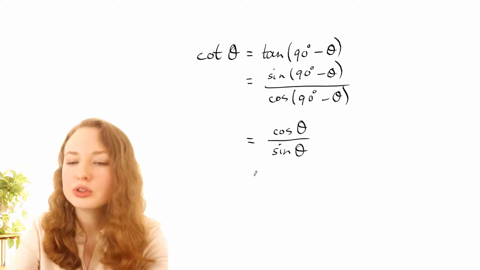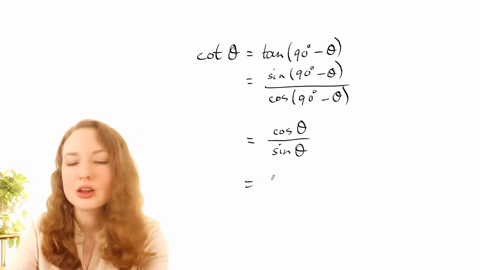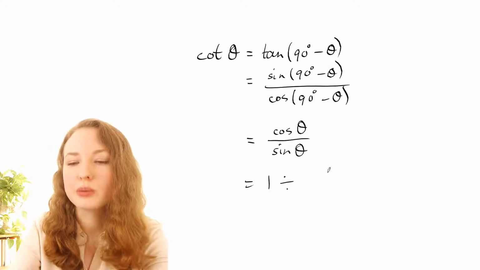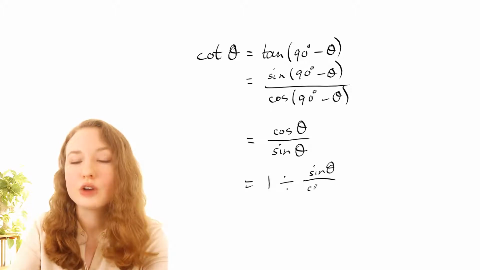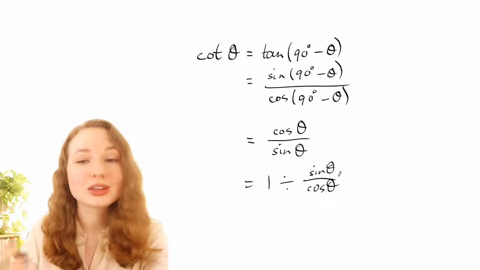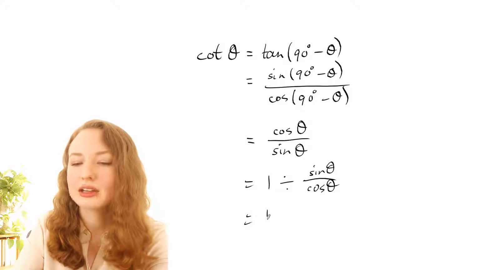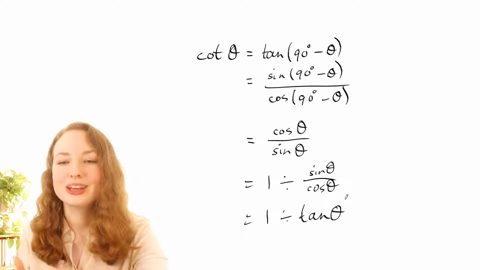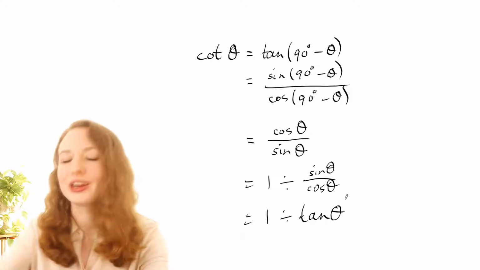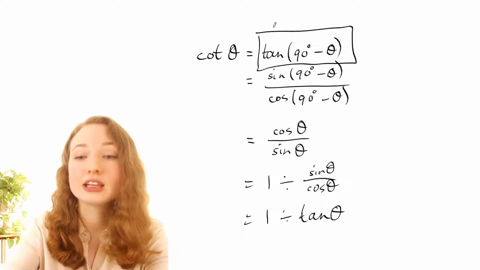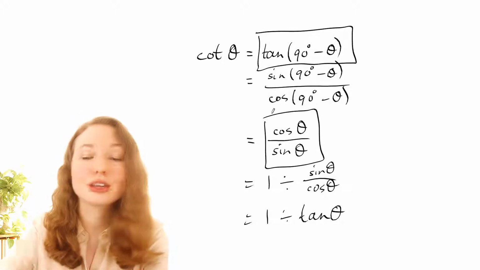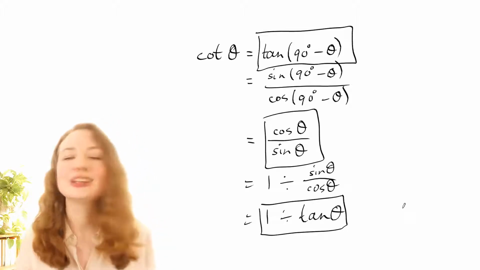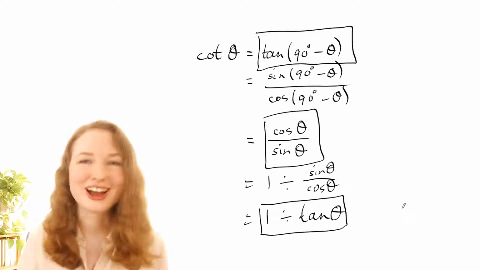Now, you can also think of that as being the reciprocal of sine over cos. So you could say that it's 1 divided by sine theta over cos theta, which is why you'll also see cot theta being expressed as 1 over tan theta. So there's sort of 3 different ways of thinking about what is cot theta. You can think of it as tan 90 minus theta, you can think of it as cos theta over sine theta, or you can think of it as 1 over tan theta. You really need to be able to use all of those at different times.